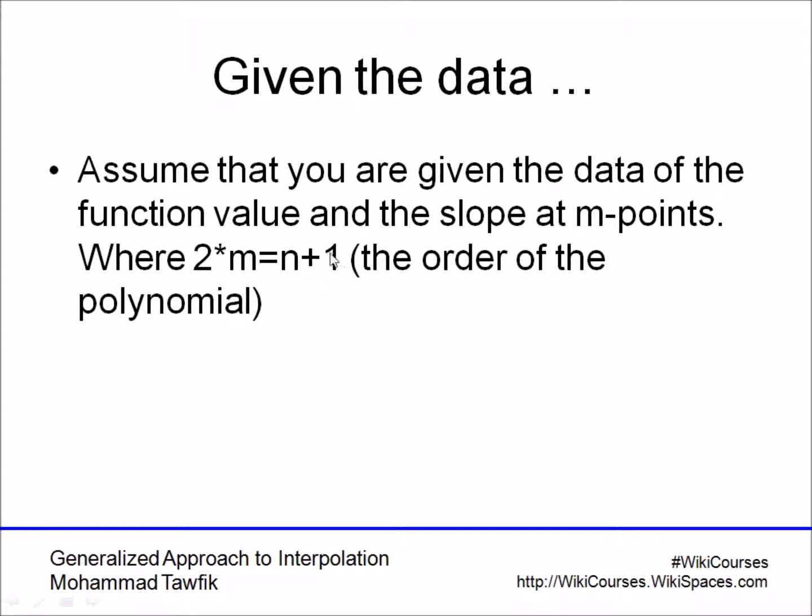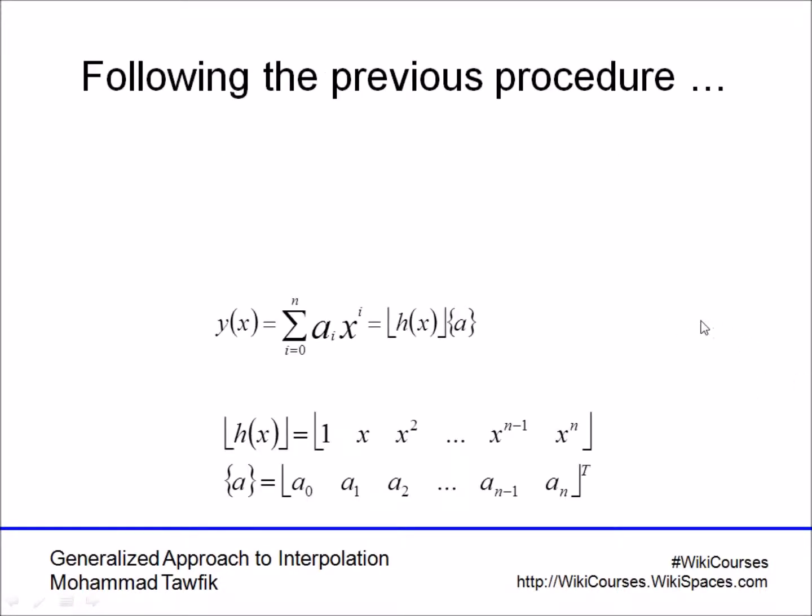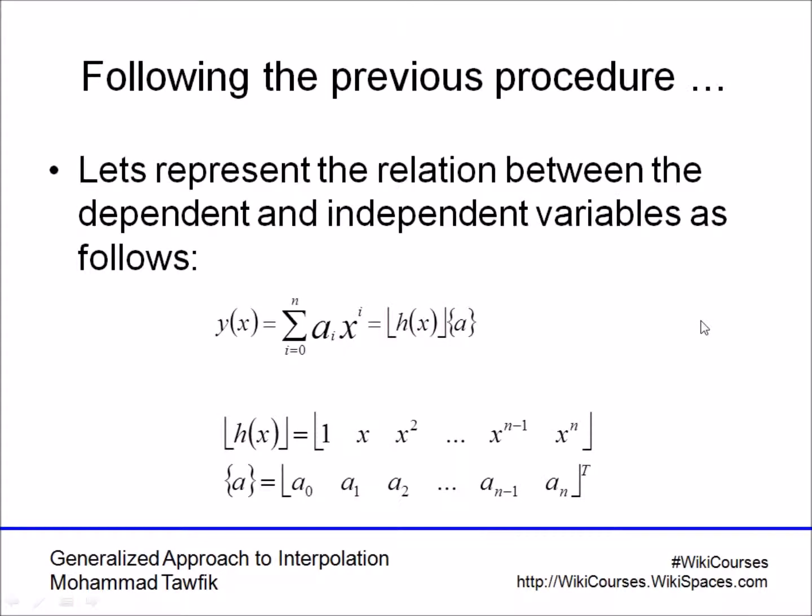So we can interpolate, anyway, just let's assume that we can get an nth order polynomial, so you have n plus 1 data points. Now, again, just using the same interpolation, here you are, y of x equals summation a_i x to the power i, which can be written as h of x times a. It's the same procedure where h is the x vector and a is the coefficients vector.